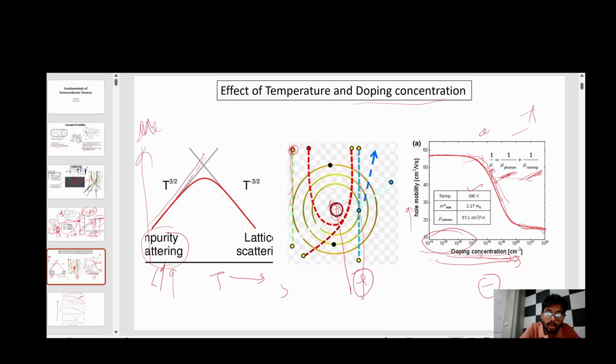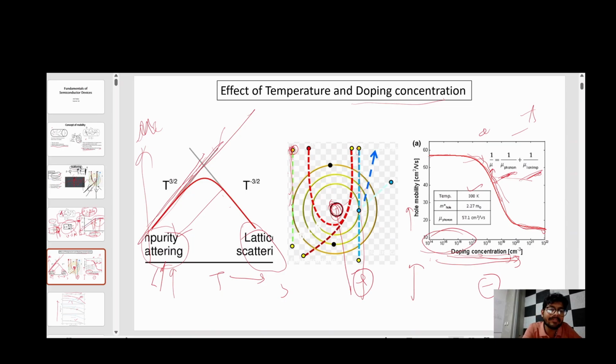At higher temperatures, lattice scattering starts dominating. So there is one impurity scattering and one lattice scattering. Let us look into the impurity scattering first. At lower temperatures, the impurity scattering is more, because the influence of the electric field will always be there, at either lower or higher temperature. The lattice vibrations are not there at lower temperatures, so the dominating part is the impurity scattering.